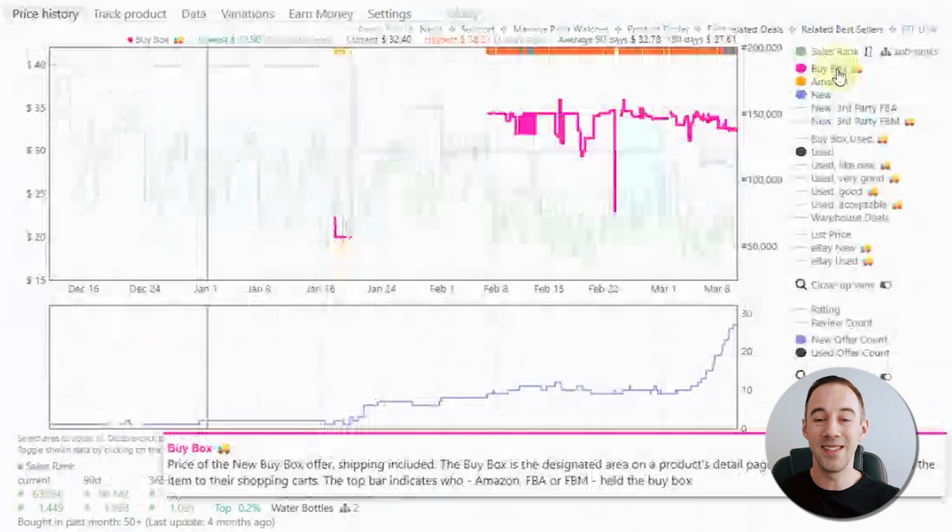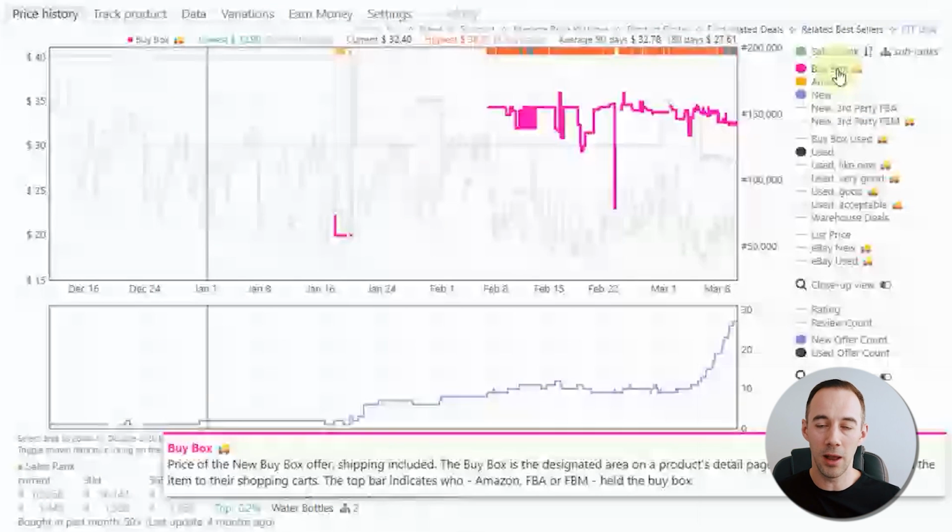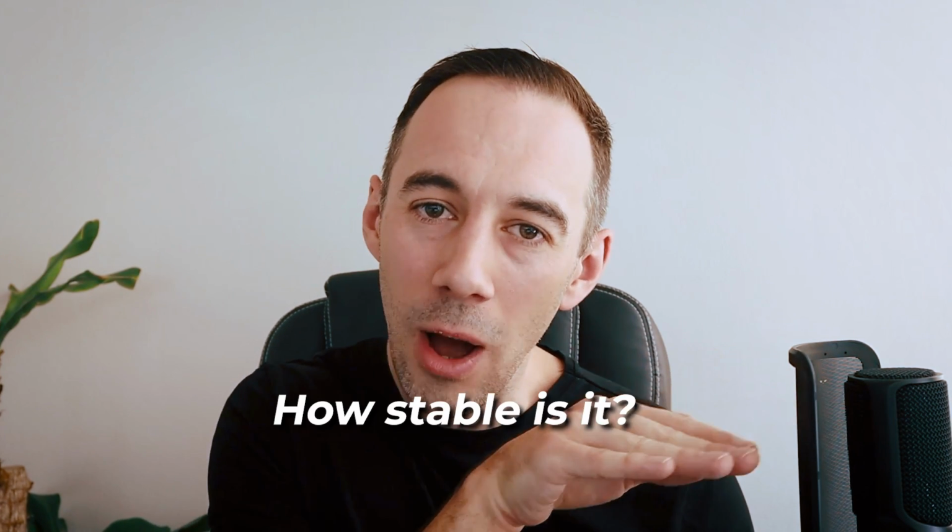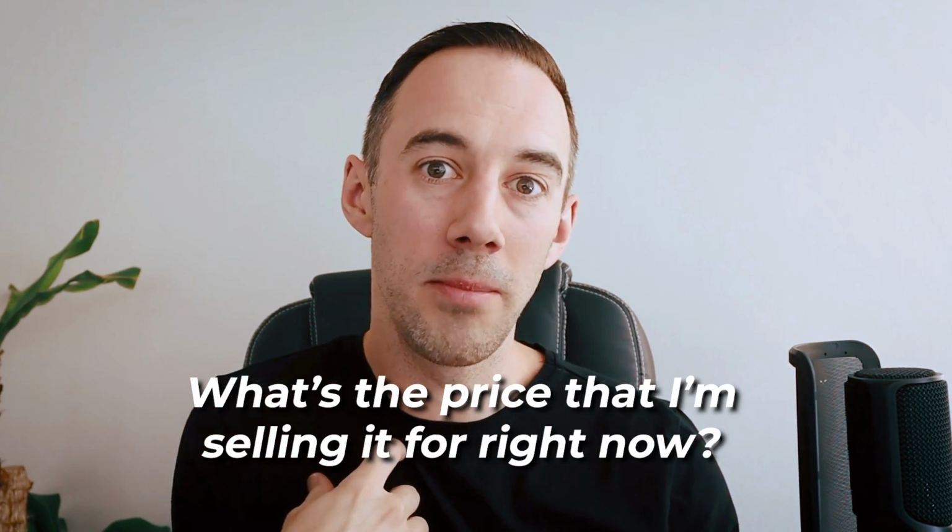The first thing that I look at is the buy box price. This is that pink line. I'm going to be looking for how stable is it? If it's going up and down, it's not the end of the world, but I just really want to remember what is the price that I'm selling it for right now.